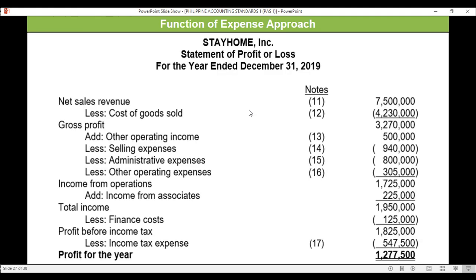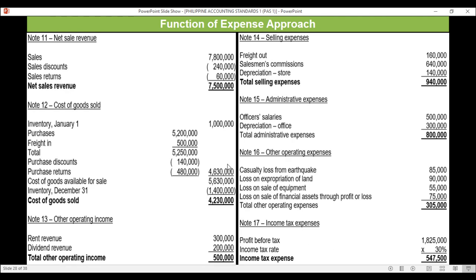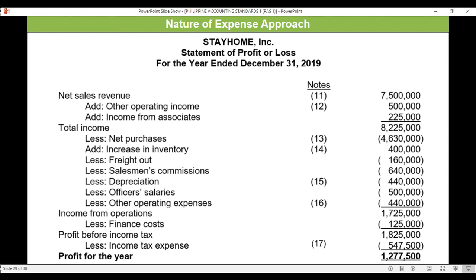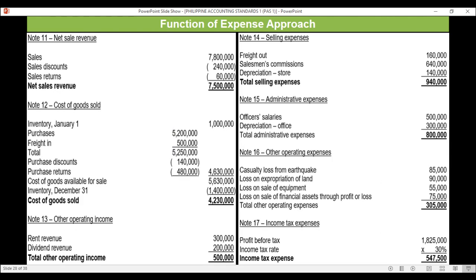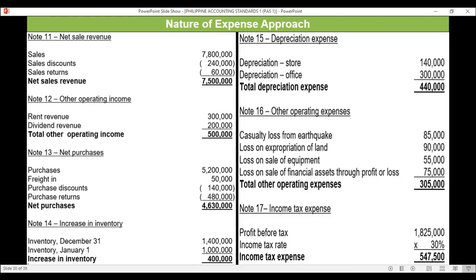So we have net sales revenue, we have the gross profit of 3,270,000, then down to profit for the year. So in contrast with the nature of expense, you cannot see there the cost of goods sold. But still it can be computed naman. So for the notes for each function method, that's it.